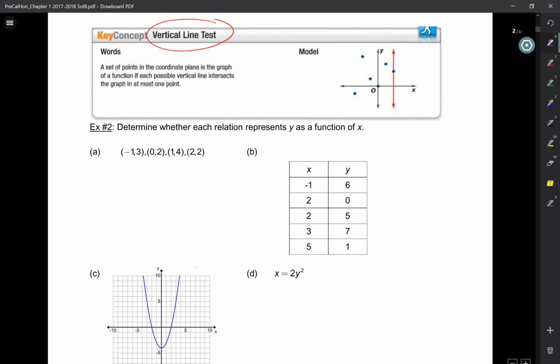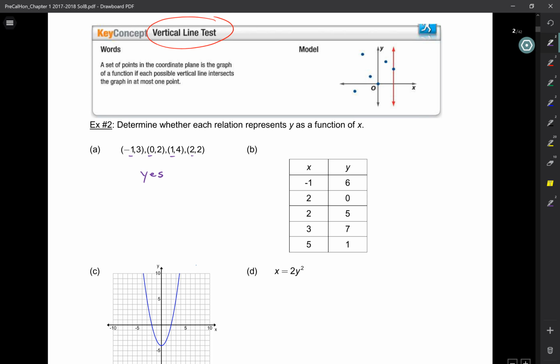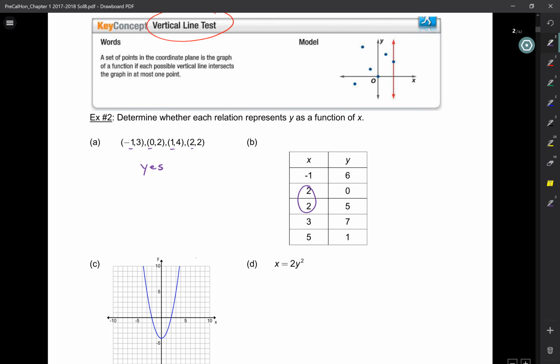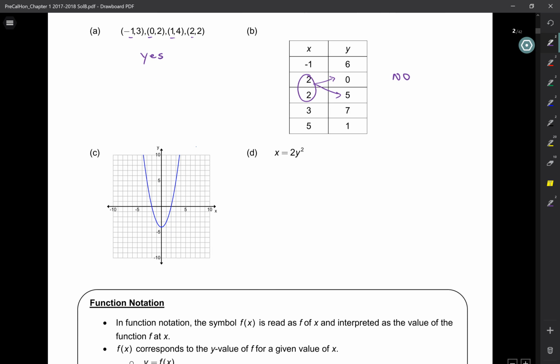Okay, so let's go on and take a look here. Look at this relation here. Is that a function in A? Yeah, look at the x values. None of them repeat, so yes, it's a function. How about the second one, B? No, because these repeat and they have different y's. How about C? Yeah. How about D?